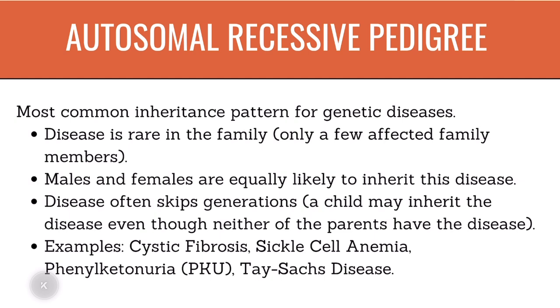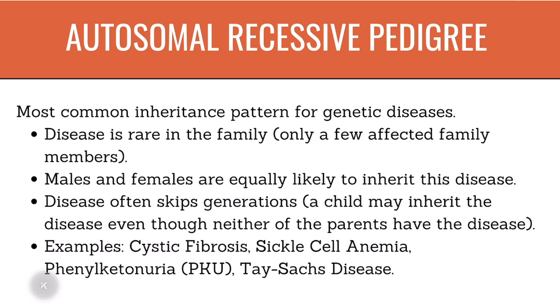We can look at pedigrees and figure out what type of inheritance is going on within this particular family for this trait. So the first type of inheritance is autosomal recessive. This is typically the most common inheritance pattern for genetic diseases because the disease is typically more rare in the family. A lot of times you're only going to have a few members affected. Males and females are going to be equally likely to be impacted by this because it is autosomal and it's not sex-linked.